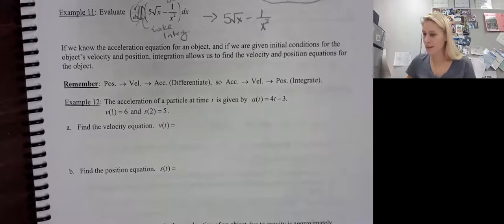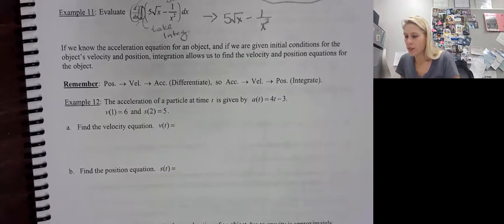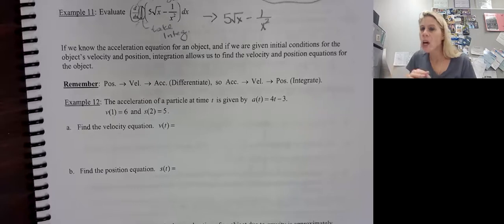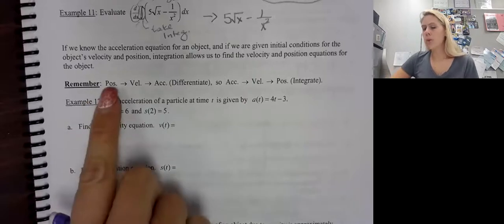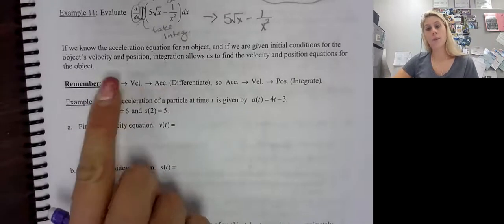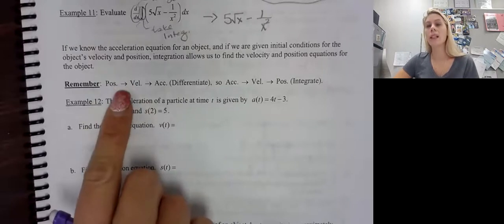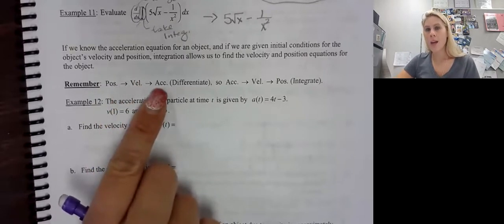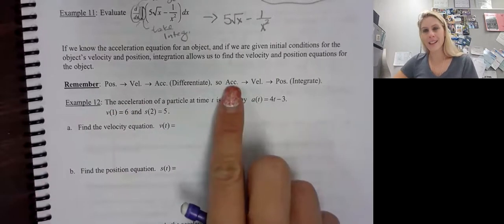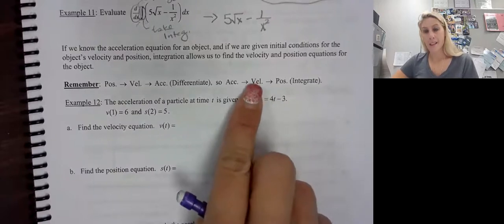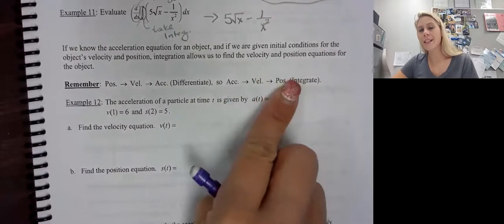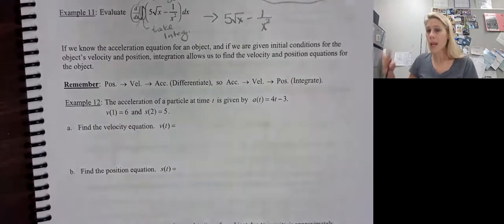All right, some more. If we know the acceleration equation for an object, and if we are given initial conditions for the object's velocity and position, integration allows us to find the velocity and the position equations for the object. So we're going back to our physics stuff. Remember, when we started doing this, we would start with a position and take the derivative to find the velocity, and then take the derivative again to find the acceleration. Now we can go backwards, right? We can start with the acceleration, take the integral to find the velocity, and then take the integral again to find the position. Let's try this out.